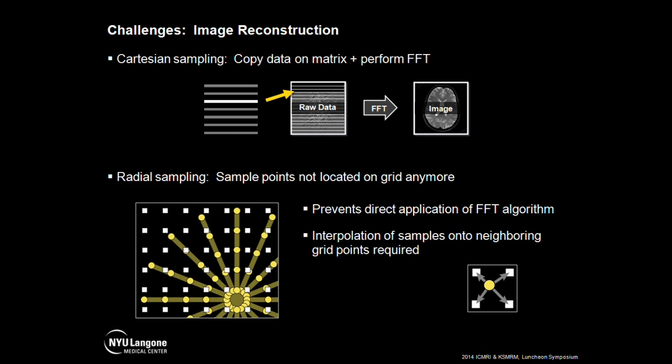Now the problem is, if we sample k-space along these spokes, then our sample points are not on an equidistant grid anymore. And you can see this in this figure on the left side. Our sample points are these yellow dots, and these yellow dots are now in between these grid positions. And therefore we cannot directly use an FFT algorithm for the image reconstruction. And therefore it's necessary to somehow first interpolate these data points onto neighboring grid positions before we can do an FFT reconstruction.